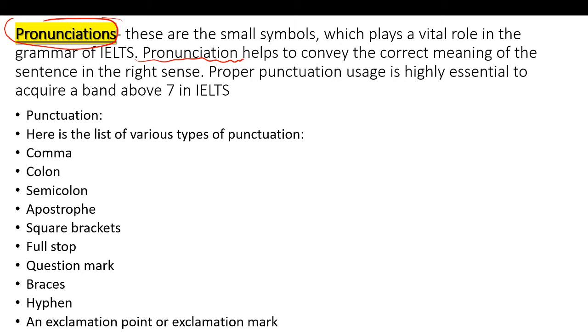So what are the punctuation marks over here? Punctuation marks come in various types: the comma, colon, semicolon, apostrophe, square brackets, full stop, question mark, braces, hyphens, and exclamation point or exclamation marks. They are used for describing your graph in a proper way.